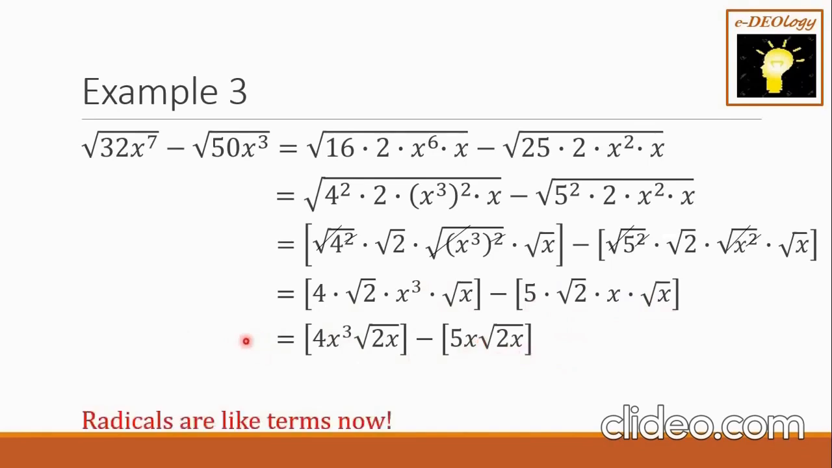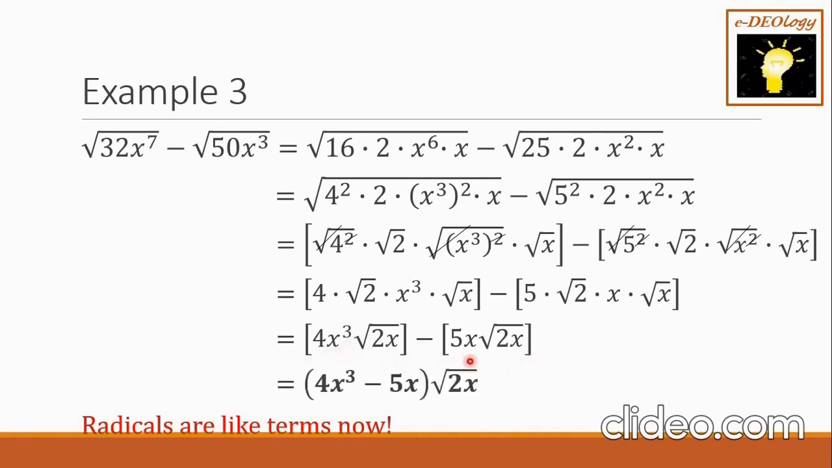Now on this line, we can observe that we have like radicals. It means we can now apply our rule of subtraction of like radicals. So we're going to subtract the coefficients of the radicals. In the first group, we have the 4x cubed as the coefficient, and then minus. In the second group, the coefficient of the radical is 5x. So we'll now put them together, the 4x cubed, and then minus the 5x. Then we will copy the radical, the square root of 2x.